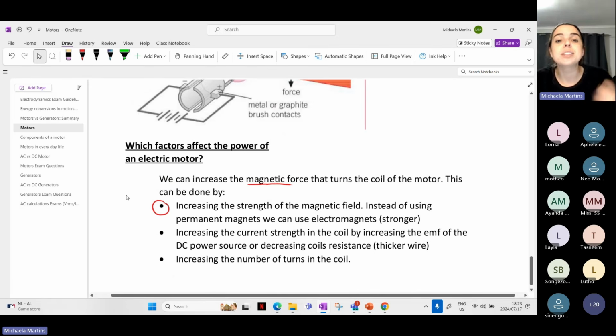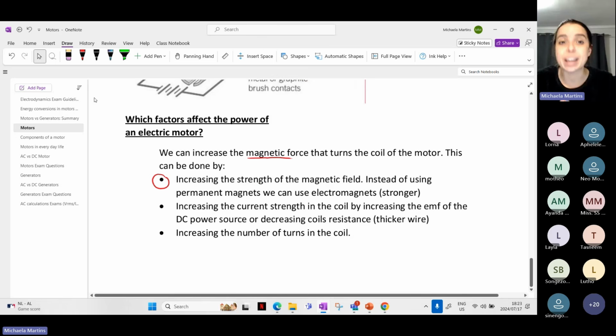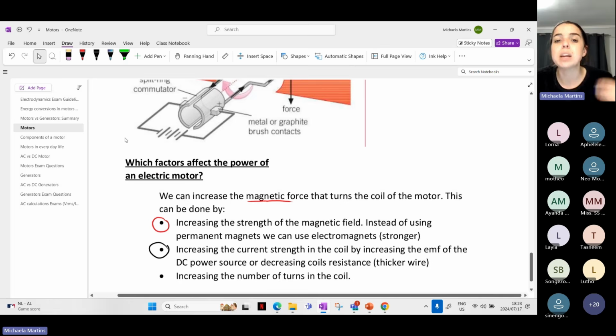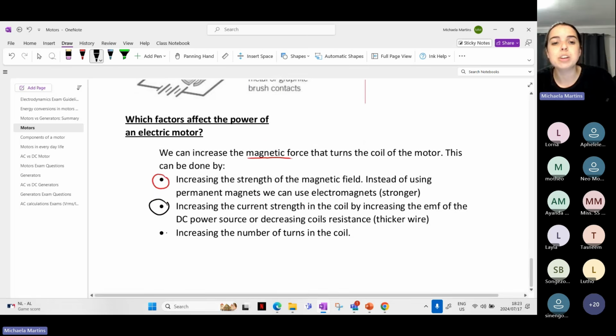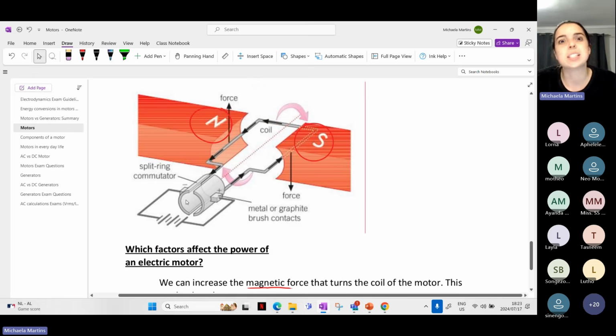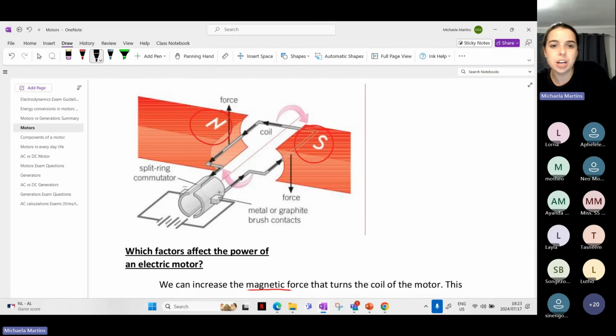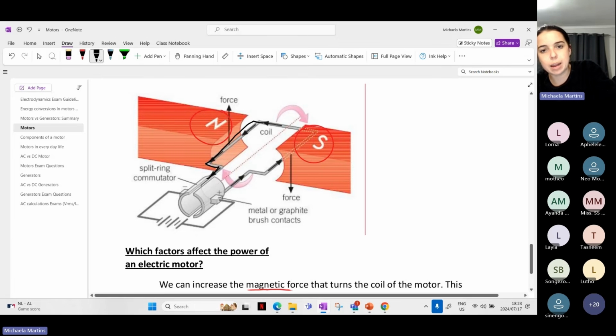We can increase the current strength. Stronger current will mean a bigger force. We can increase the number of turns in the coil. This is again something that we learned last year. It's just about how many times the wire is turned around each other. Okay, don't worry too much about that.